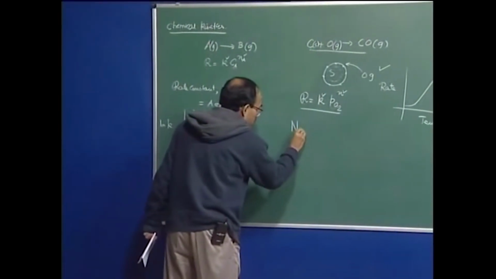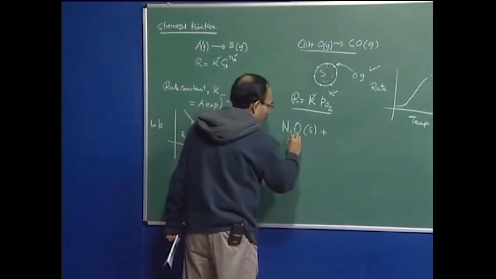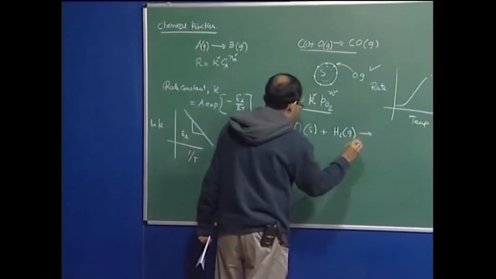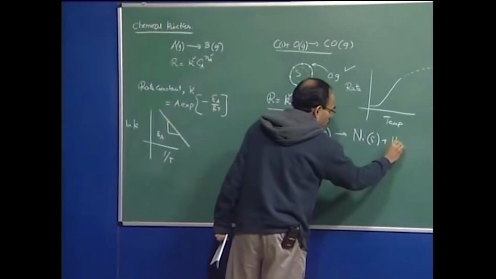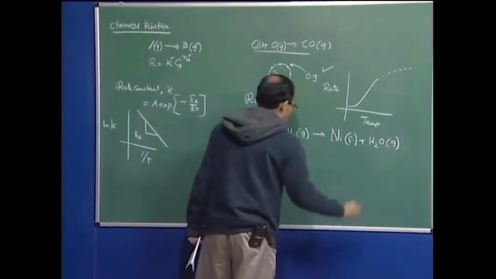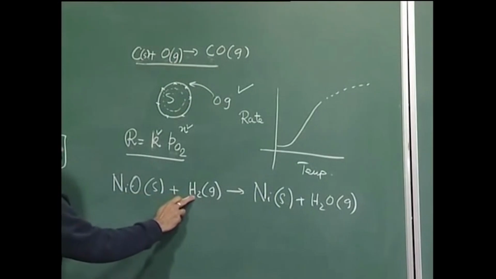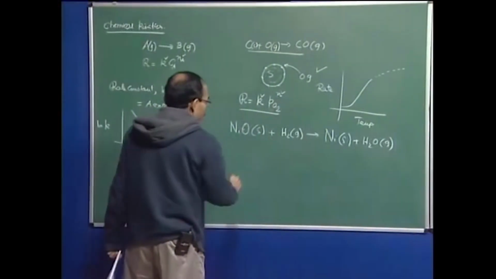Say nickel oxide, which is solid. I will just explain this particular point, and then we have hydrogen, which is gas, and then we have nickel, which is solid, and H2O. Similarly, the rate of the reaction is going to be proportional. For the forward reaction, nickel oxide is solid, so activity is equal to 1. So, I can say that the rate of the reaction is going to be proportional to the concentration of hydrogen in the system.